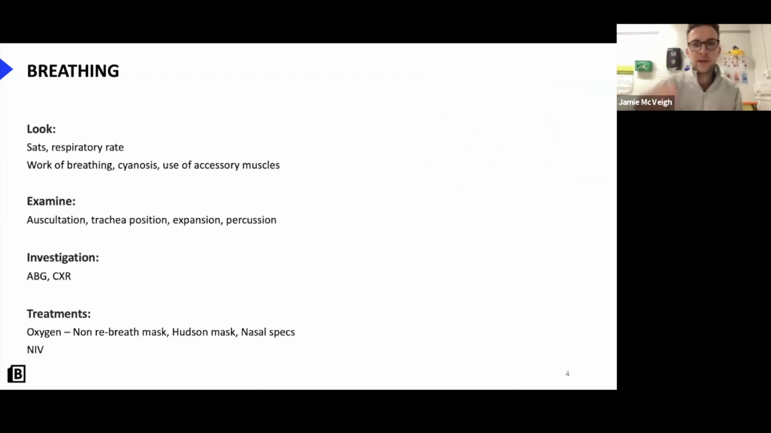Breathing. So as we go through the A to E, we'll have a focus on hypotension. Okay, so obviously we've done shortness of breath and chest pain in the past. Different things are important depending on the presenting complaint.